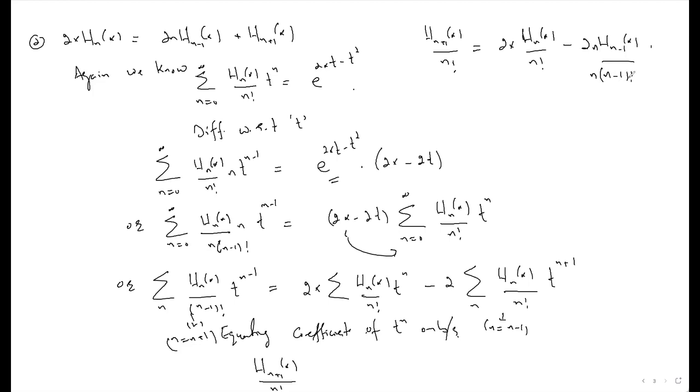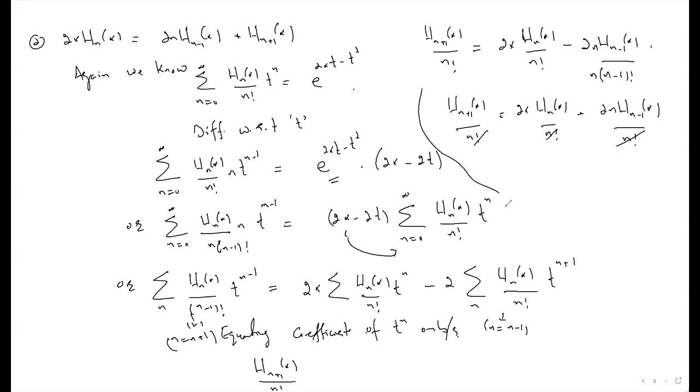So then instead of this, I will have only the n factorial, and I will have h n plus 1 of x divided by n factorial is equal to 2x h n of x divided by n factorial minus 2n h n minus 1 of x divided by n factorial. Now this n factorial will cancel out throughout.